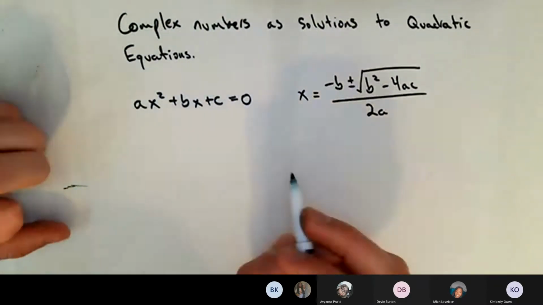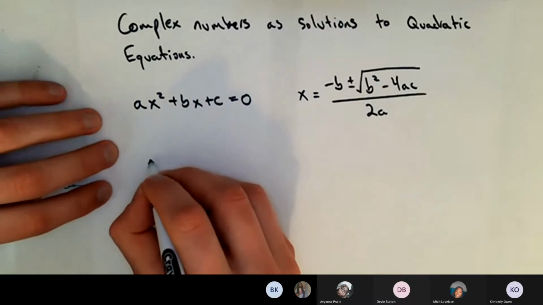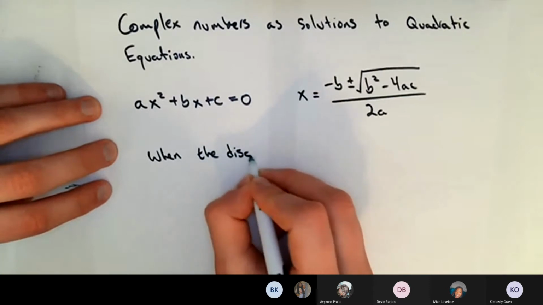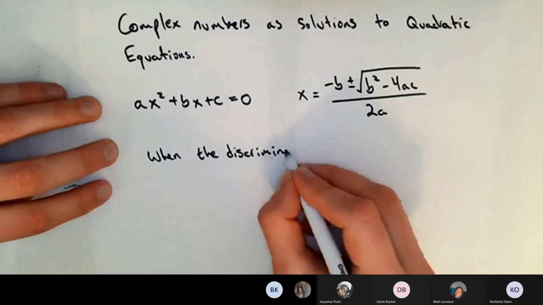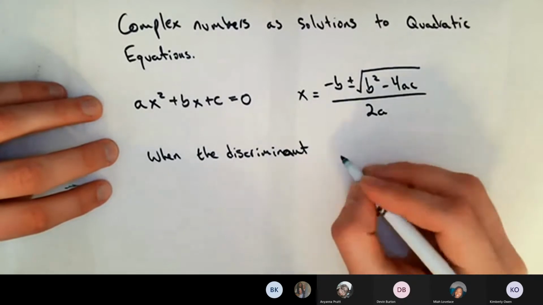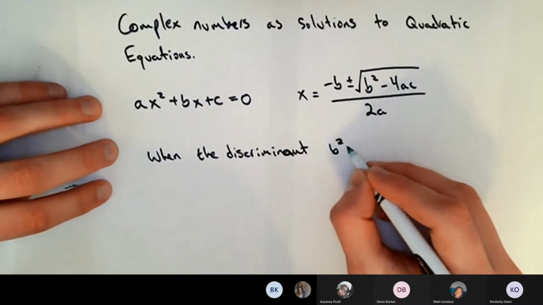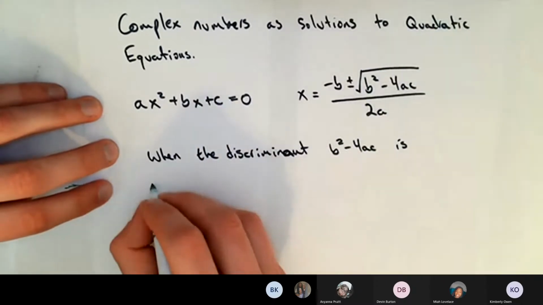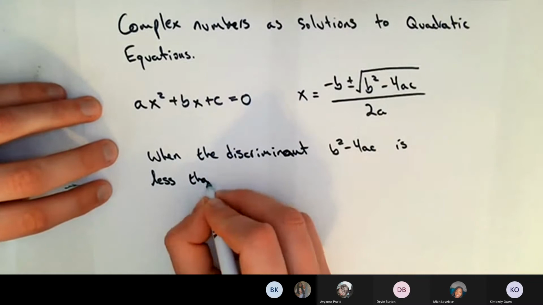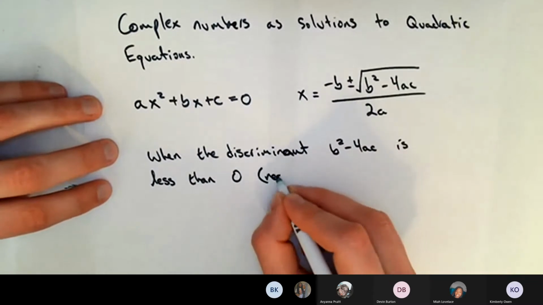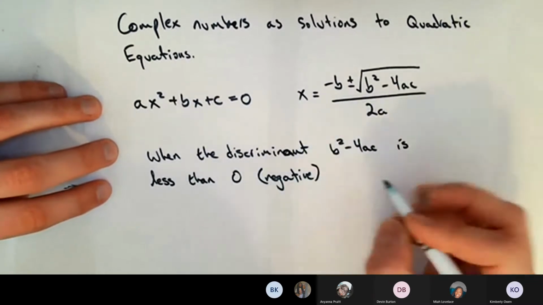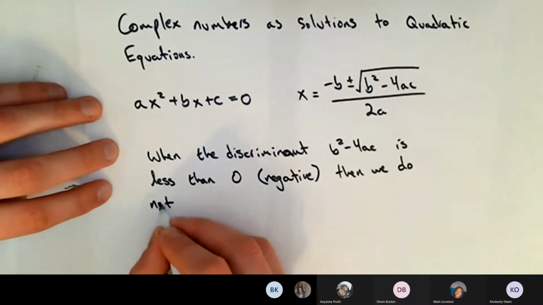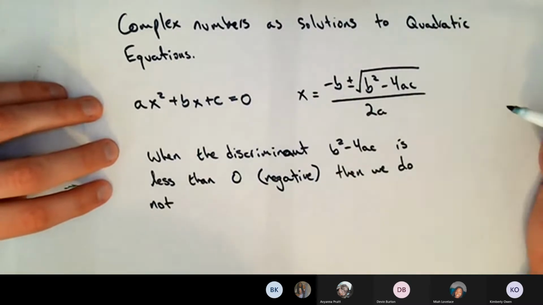But we also noted that there are times when the discriminant is less than 0. The discriminant, remember, is the fancy term for b squared minus 4ac. That part under the radical. When the discriminant is less than 0, but what does less than 0 mean? Negative, right? It's a fancy way of saying negative. Then we do not have real solutions because the real numbers do not allow for negatives under a square root.